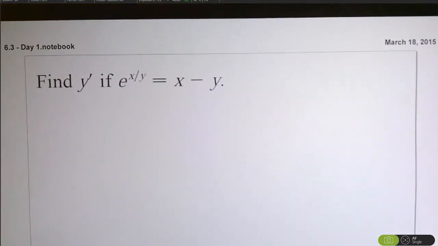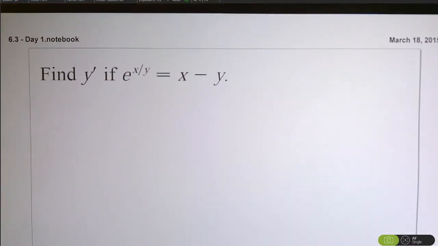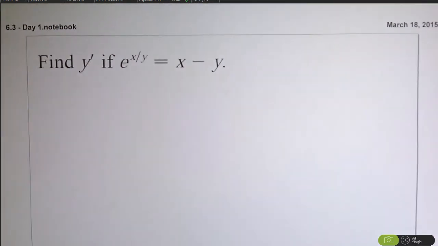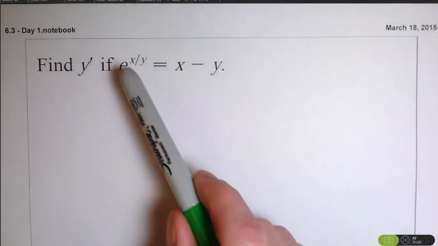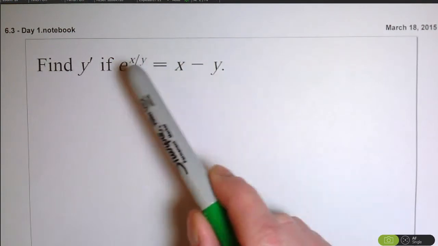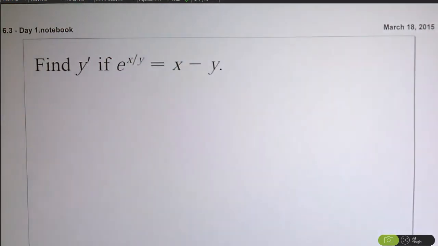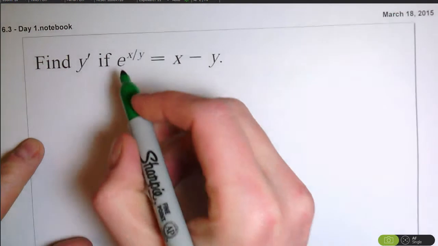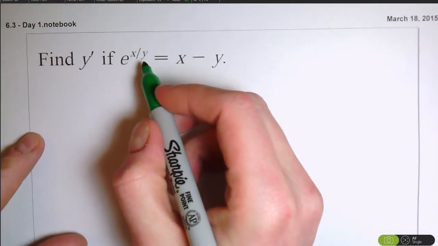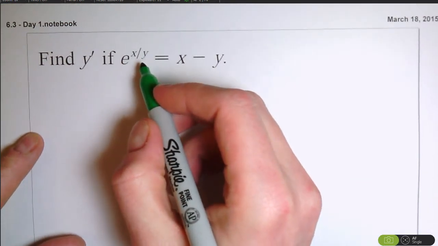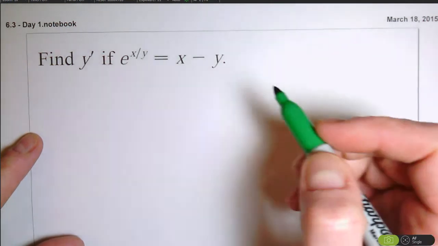Okay. This one is an implicit differentiation. So we have to find y prime. I know it's implicit differentiation because I've got y's on both sides and I can't get them together somehow. So do the derivative of this guy. Actually, let's see here.